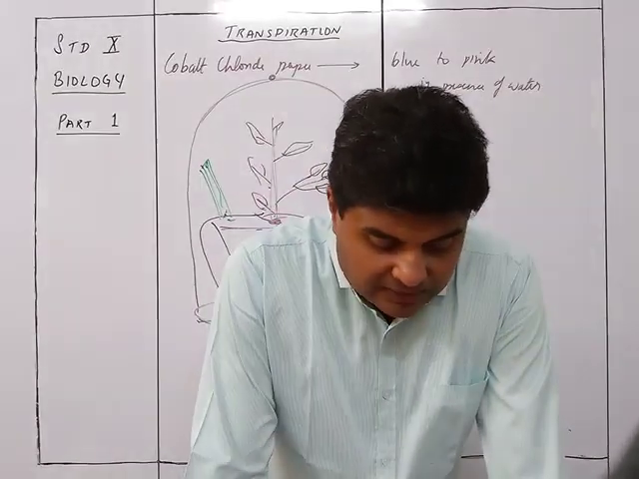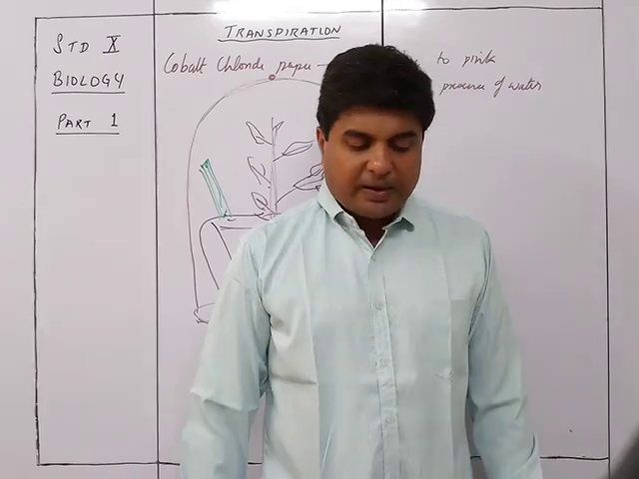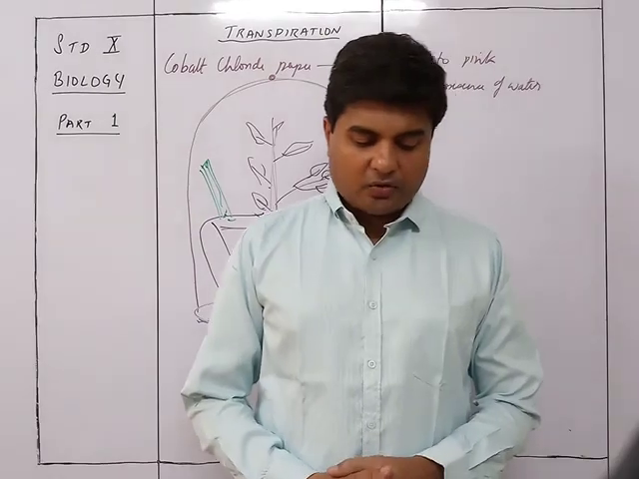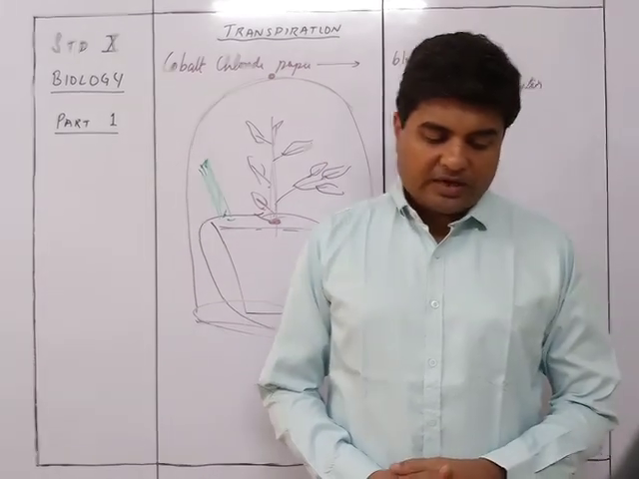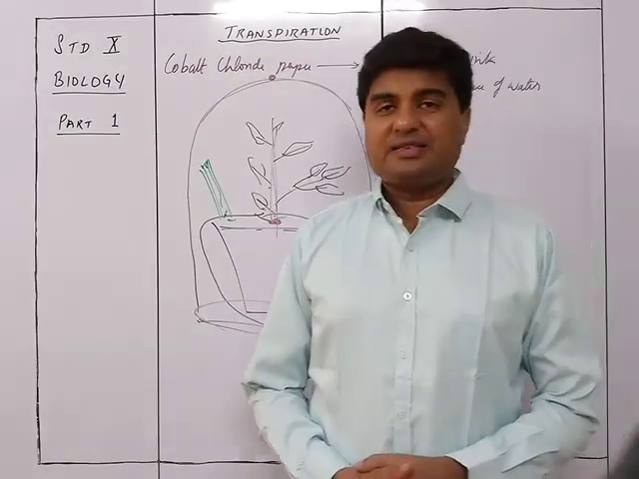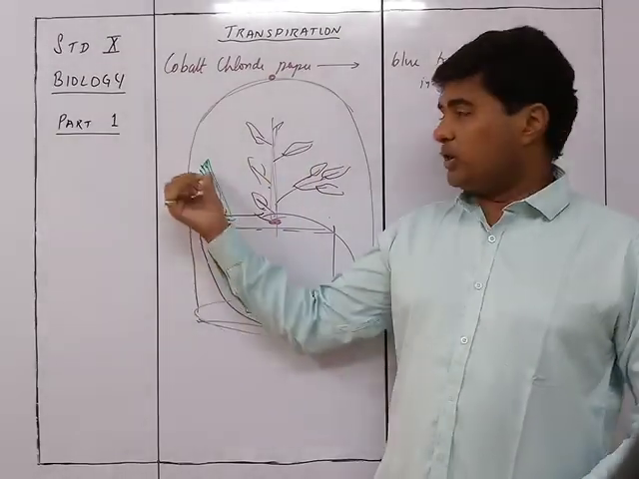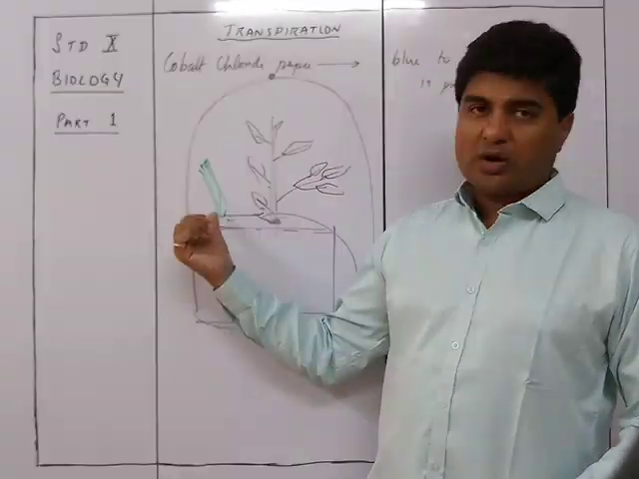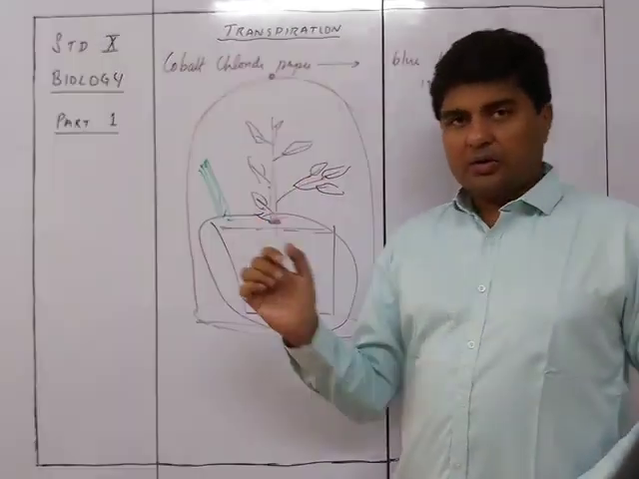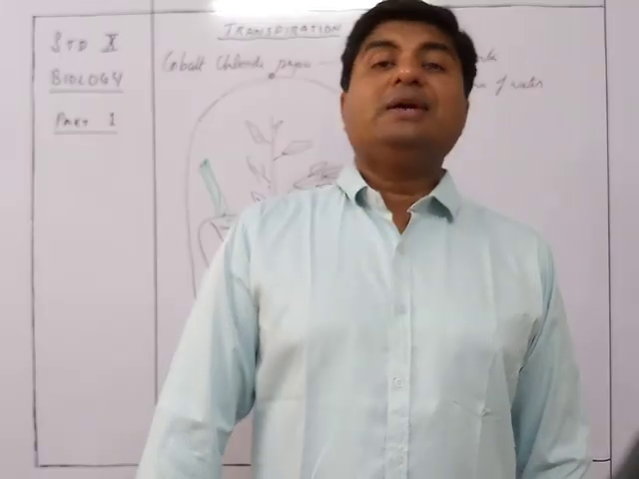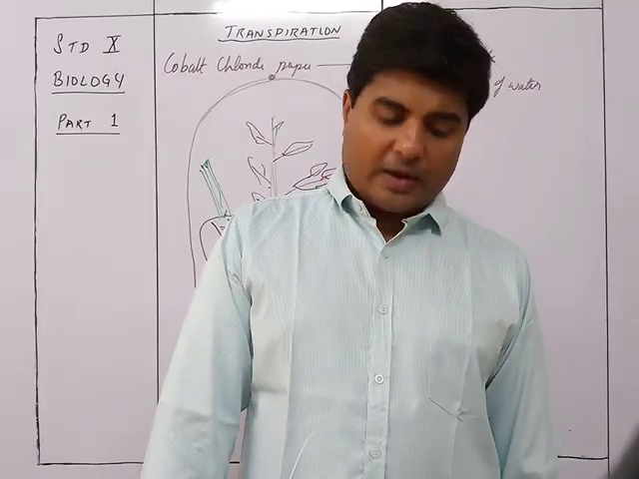And setup C will be: take a third bell jar without the plant but still containing a similar piece of cobalt chloride paper. Now keep all the three jars together in the sun. So you are having one arrangement with the cobalt chloride paper, one arrangement without the cobalt chloride paper, one with cobalt chloride paper, the other one without the pot. Okay, so that will be a control setup. The control setup will be the one in which there is no pot but there is this cobalt chloride paper in it.